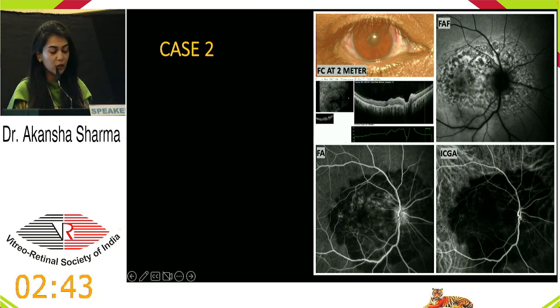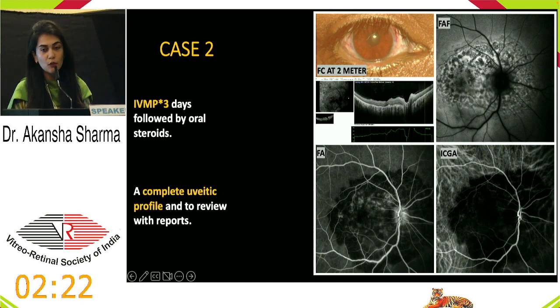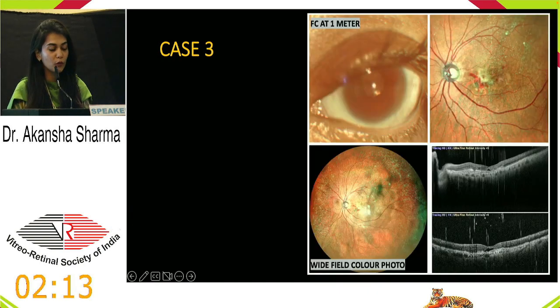Coming to the second case, we can see that the OCT of the patient shows a foveal contour which is fairly maintained along with choroidal thickening. The FAF of the patient shows hypo and hyper autofluorescence in the peripapillary and the foveal region. The FA of the patient shows multiple areas of hyperfluorescence which were suggestive of leakages, and ICG shows hyperfluorescence from the early to the late stage. This case was managed with high dose steroids followed by oral steroids as well, a complete uveitic profile of the patient was advised, and the patient was asked to review with reports.